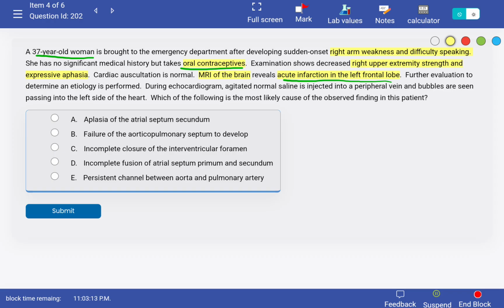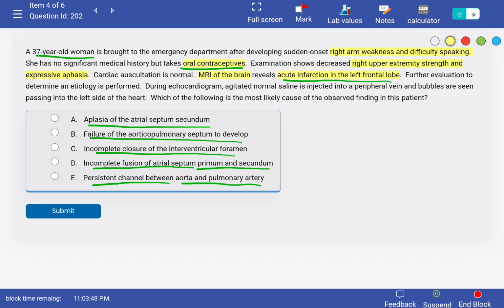Agitated normal saline is injected into a peripheral vein and bubbles are seen passing into the left side of the heart. Which of the following is the most likely cause of the observed finding in this patient? Option A, aplasia of the septum secundum. Option B, failure of the aorticopulmonary septum to develop. Option C, incomplete closure of the interventricular foramen. Option D, incomplete fusion of the septum primum and secundum. Option E, persistent channel between aorta and pulmonary artery.